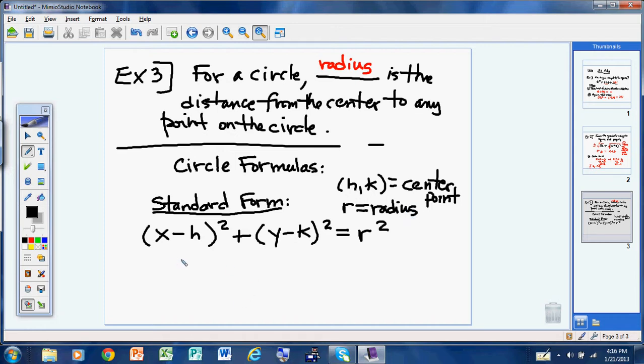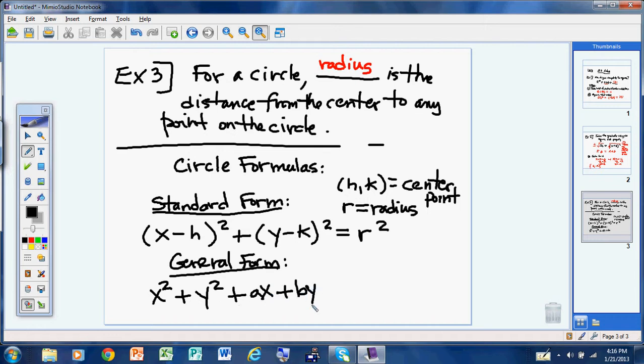The second form is called general form, and general form comes from standard form. If you were to go ahead and square the x minus h and add to it the square of the y minus k and then subtract the r squared, you would get this. You would get an x squared term plus a y squared term plus an ax term plus a by term plus a c, and the right hand side would be equal to 0.